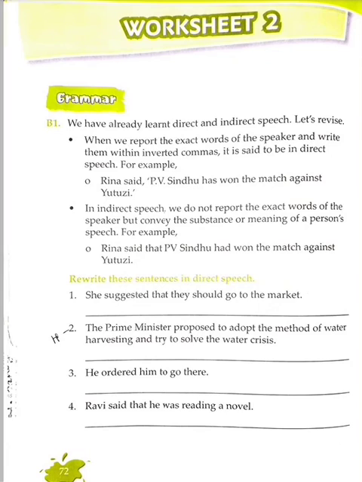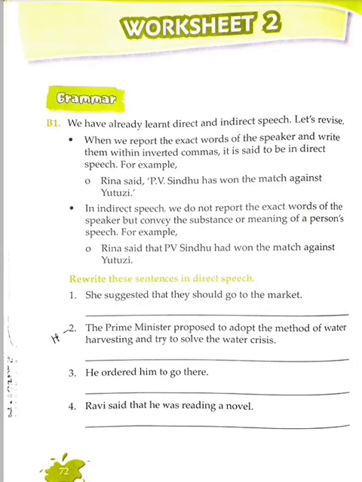Direct speech is that speech where the speaker's words are exactly expressed within inverted commas. An indirect speech is where the speaker's words are said, or just the gist is said, or the substance is said without using inverted commas. Now see in the let's practice part, rewrite the sentences in direct speech.